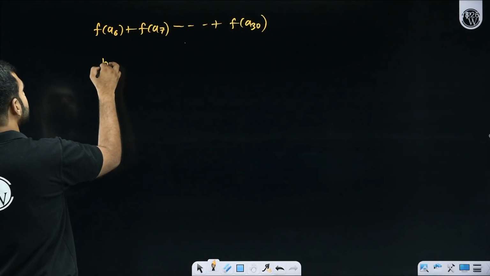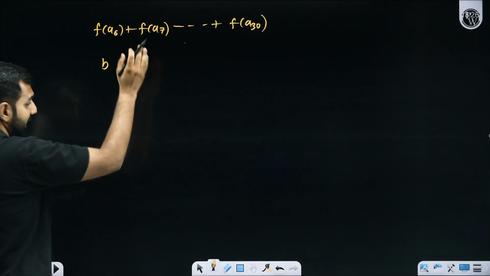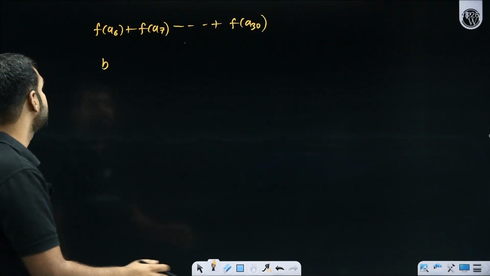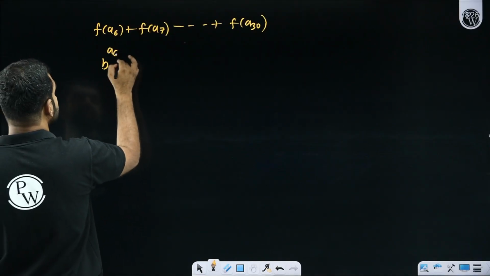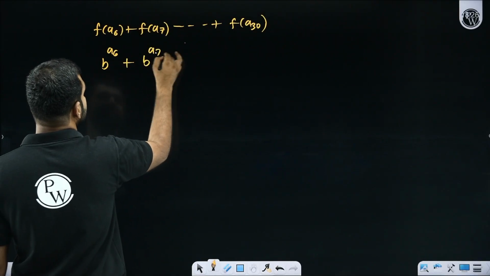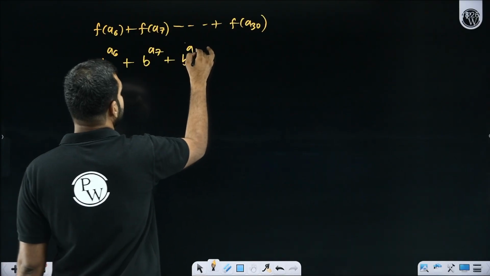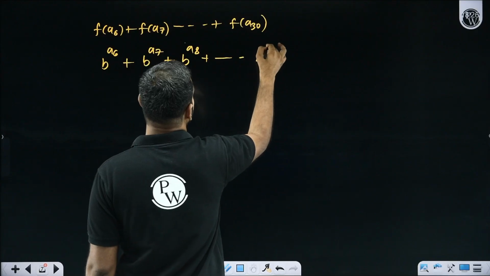So this I'll be writing as b to the power. I hope you remember f of x was b to the power x. So f of a6 will be b to the power a6. This will be b to the power a7. The next term will be b to the power a8 and so on until b to the power a30.